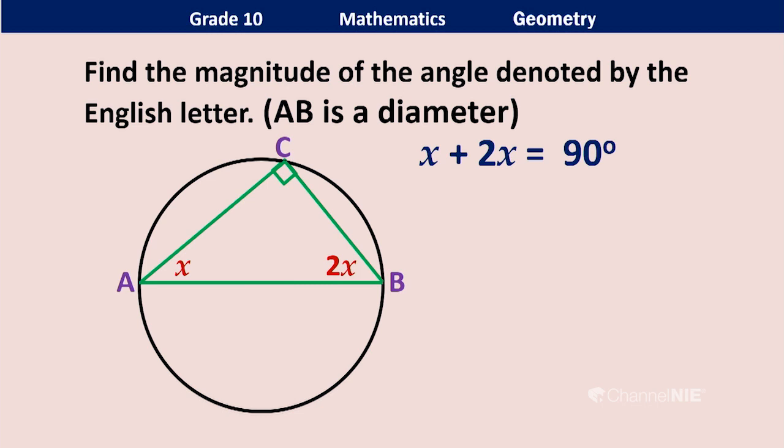Once again, this is a simple equation. So, I can simplify this and get the value of x. So, x plus 2x becomes 3x. 3x is equal to 90 degrees. So, to get the value of x, I can divide both sides by 3. Therefore, I can get the value of x as 30 degrees.